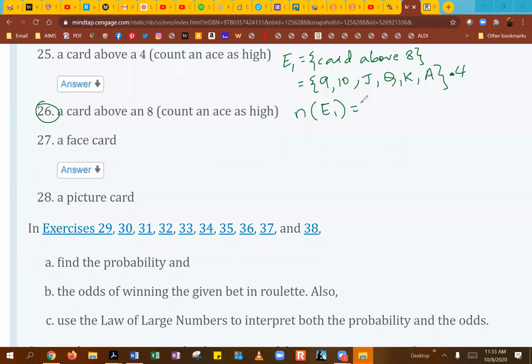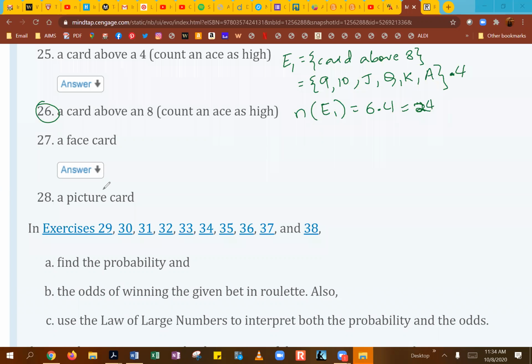Okay, check that math again, Burgundy. Yeah, because you've got 6 here, right? 9, 10, Jack, Queen, King, and Ace. So those are 6 cards multiplied by 4. So that's 6 times 4. So you will actually have 24 outcomes in this event. Very nice, guys. All right.